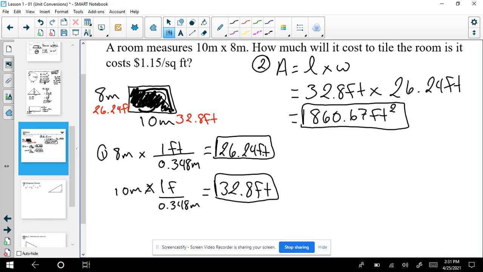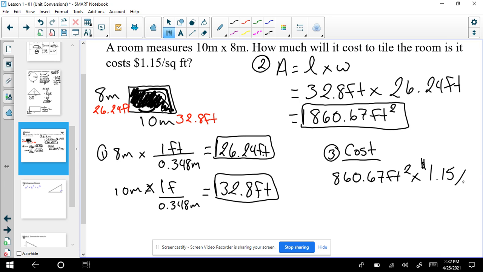So I'm going to do this as step 3, which is going to be my cost. So my step 3 would be to take the area times the cost per square foot, right? So I would take my 860.67 square feet, and multiply it by my amount here, right? So I'll multiply it by my $1.15 because it's per square foot.